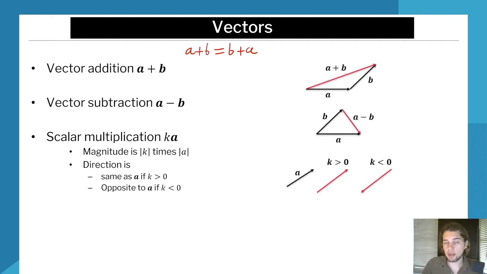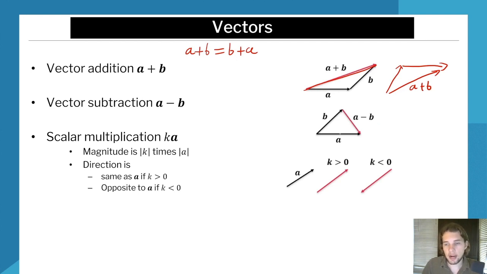We can prove that by looking at arrow representations of vectors. So over here we have a going first and then b, and then you can see the final line that it generates, which is a plus b. Instead, we can put b first and then a, but then this final line looks the same. So we have a commutative operation here.